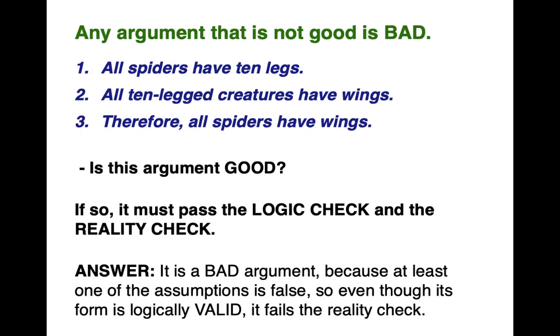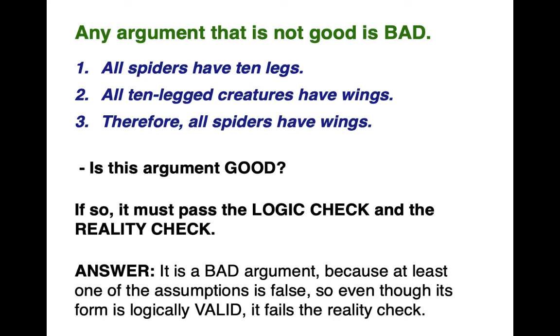Be careful here. Any argument that is not good is bad. There's no in between. Let me show you an argument that is valid but not good. And it's going to be bad because even though it passes the logic check, it fails the fact check. Three claims. All spiders have 10 legs. All 10-legged creatures have wings. Therefore, all spiders have wings.